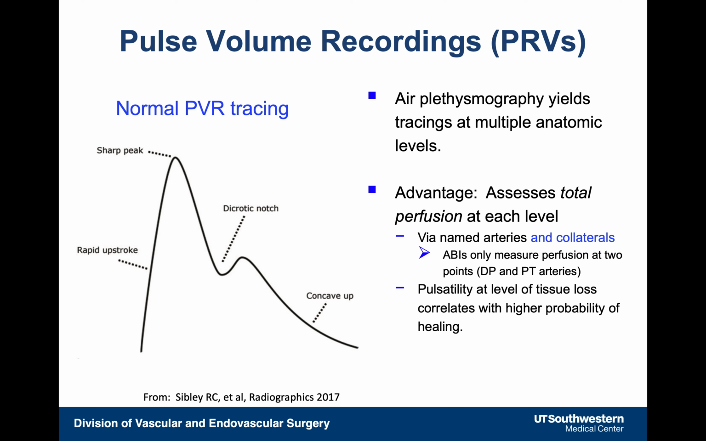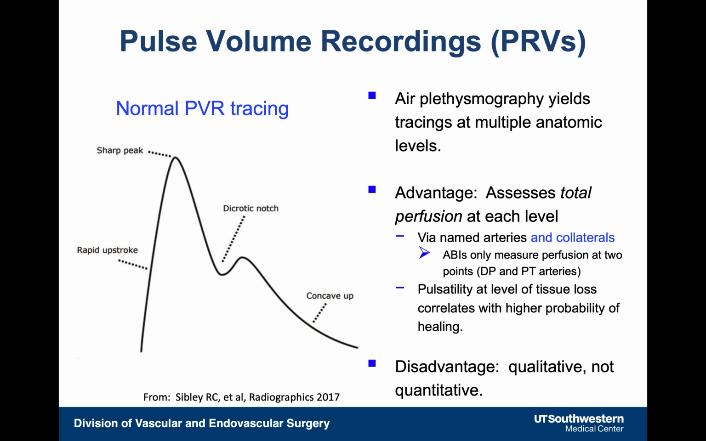Now, this is particularly helpful when predicting healing of wounds, surgical or otherwise, because pulsatility at the level of the tissue loss is highly predictive of an increased probability of wound healing. And our podiatrists, for instance, are loath to perform a toe amputation or a transmetatarsal amputation without pulsatile waveforms at the transmetatarsal level. And I'm going to give some examples of this in a few minutes.